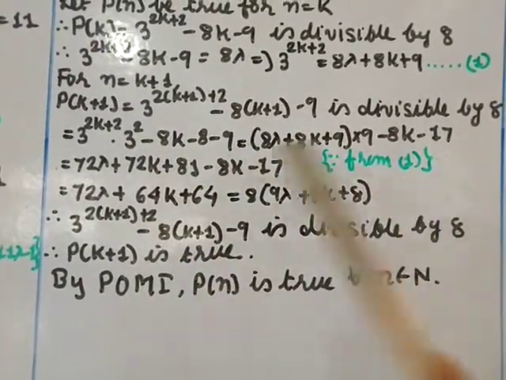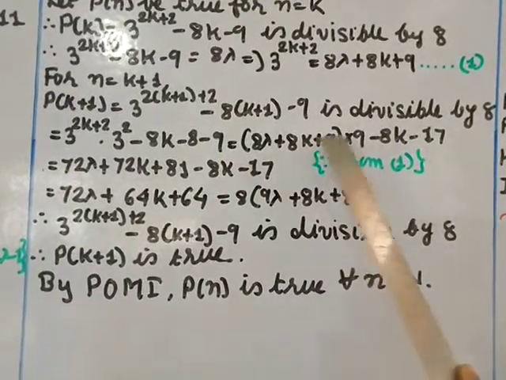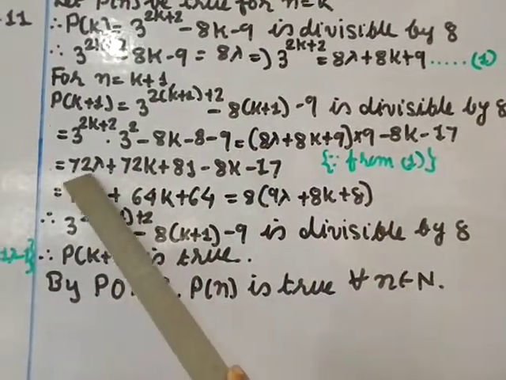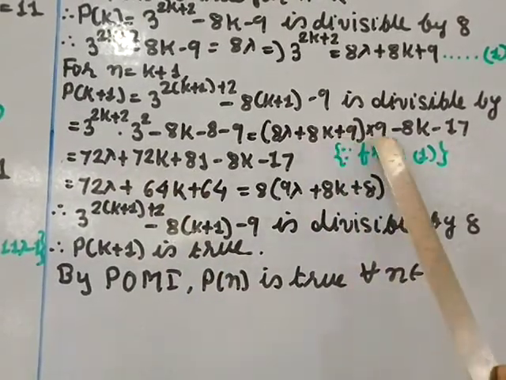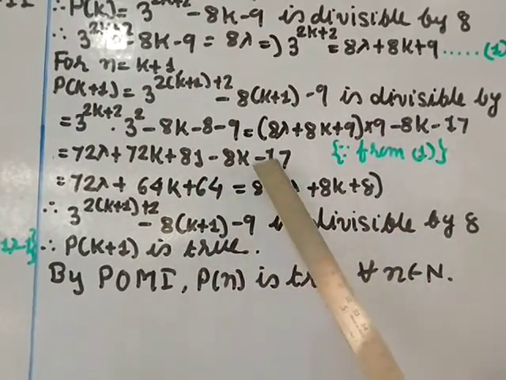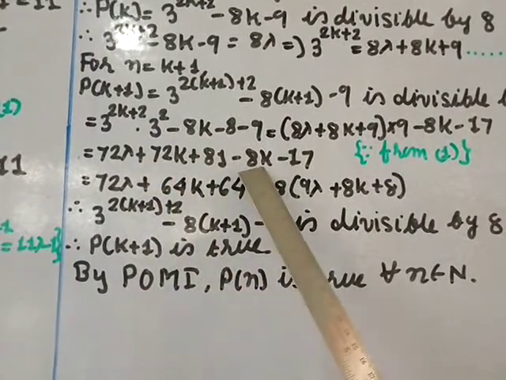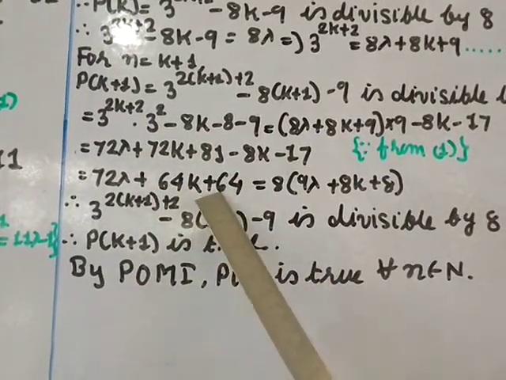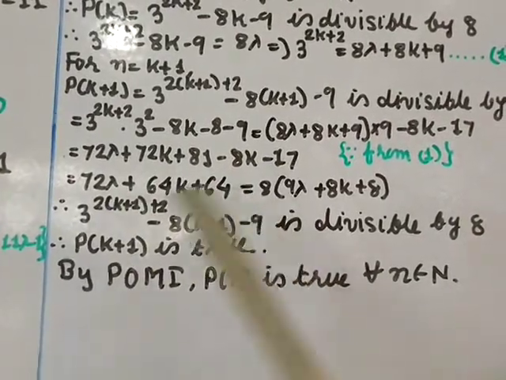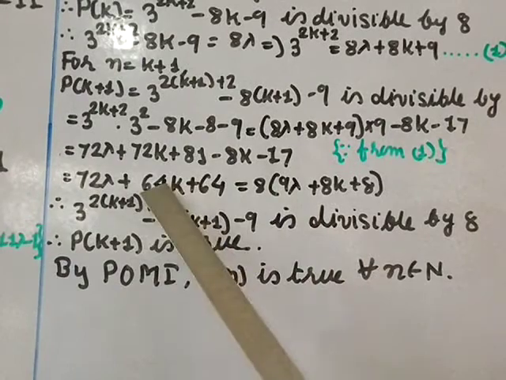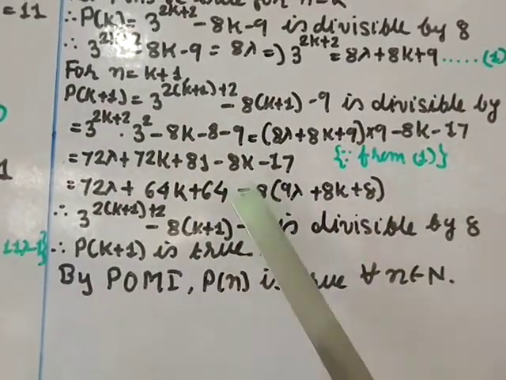So this is from 1, and minus 8k as it is, and minus 8 minus 9 gives you minus 17. Multiply 9 inside, so 8 into 9 is 72 lambda plus 8 into 9 is 72k plus 9 into 9 is 81 minus 8k minus 17. 72 lambda as it is, 72k minus 8k gives you 64k plus 81 minus 17 gives you 64. From this you take 8 common, so here remains 9 lambda plus here remains 8k and here remains 8. So we have proved that Pk plus 1 is multiple of 8.